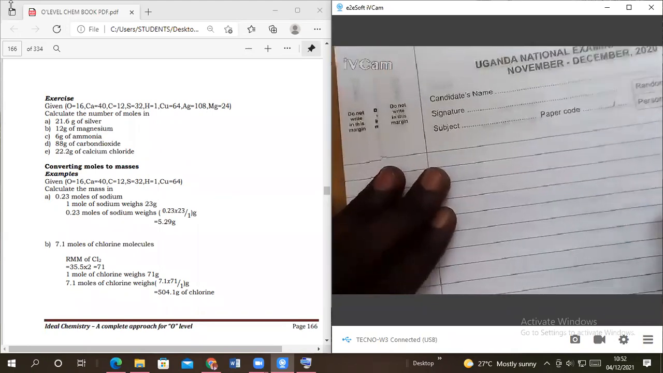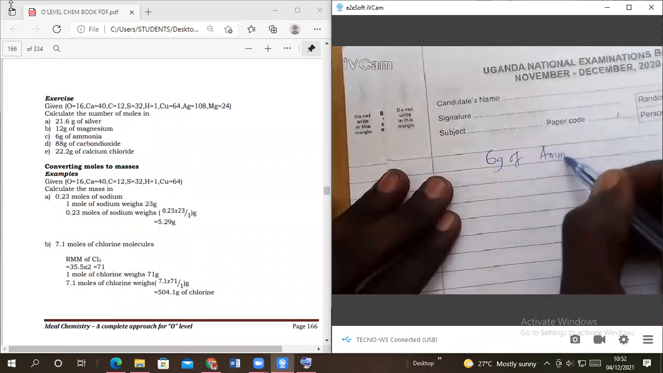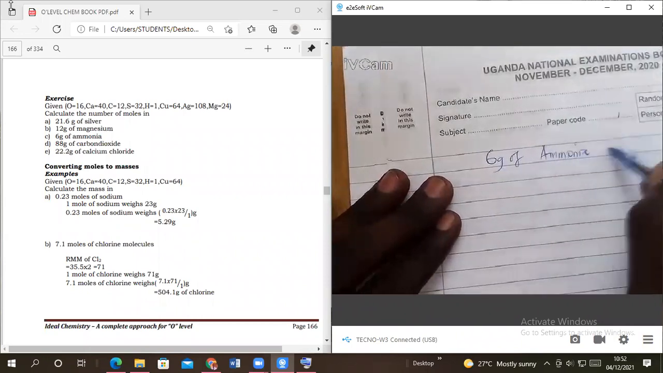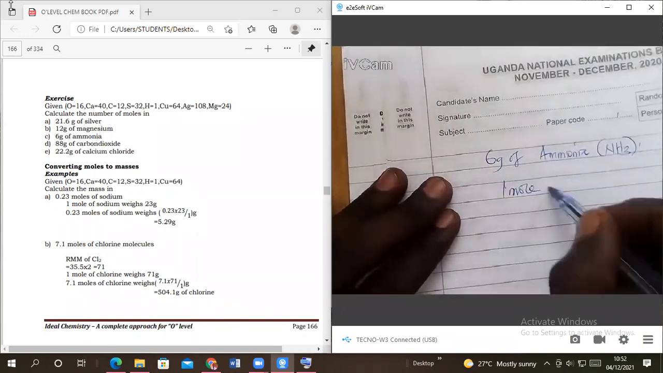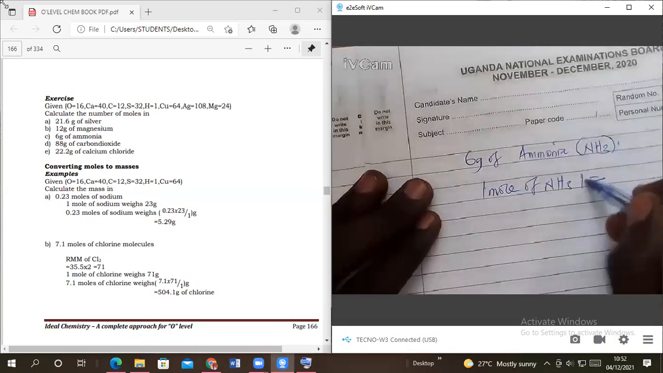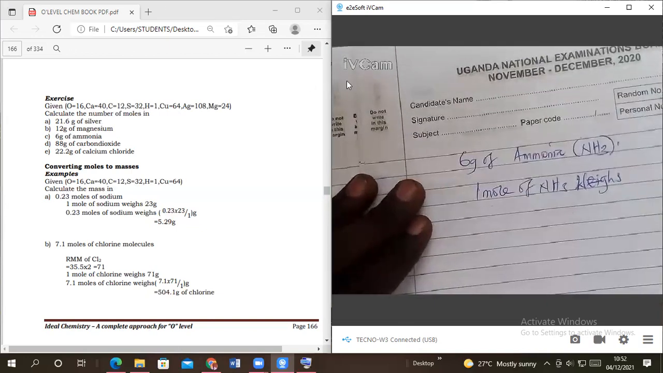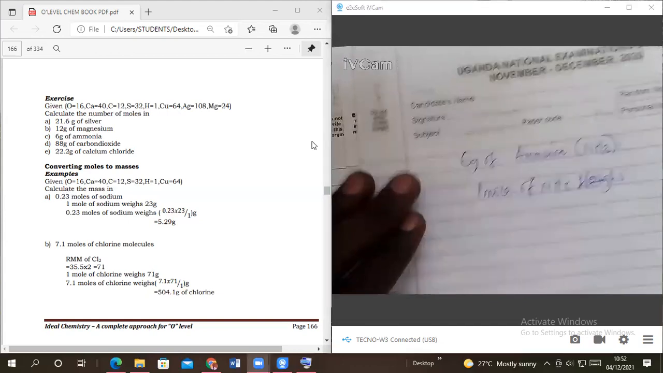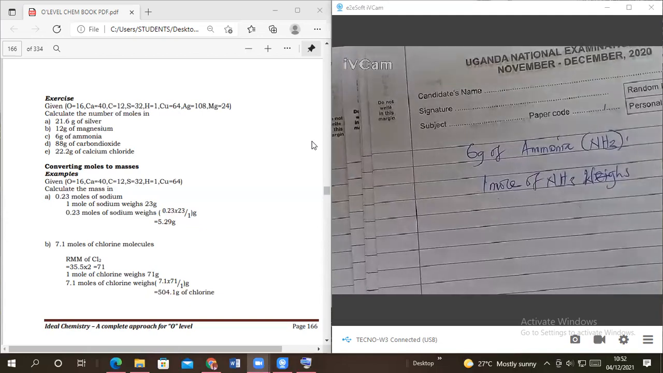So if they say the number of moles in 6 grams of ammonia, which is NH3. So 1 mole of ammonia is equivalent to what? It weighs what? 3 times 1 plus 14. What's the answer?